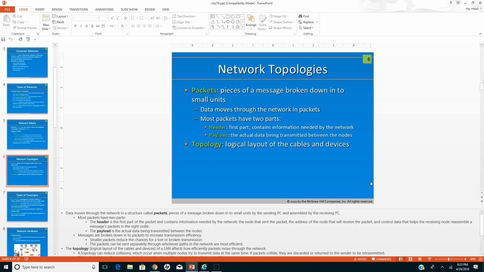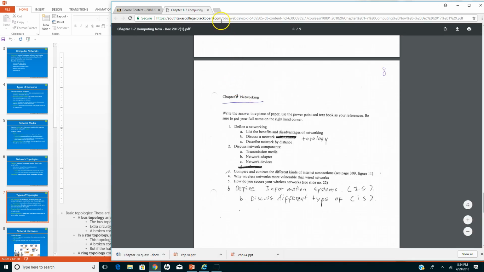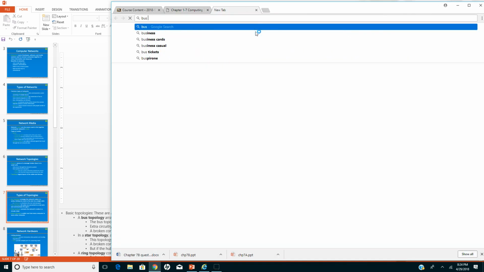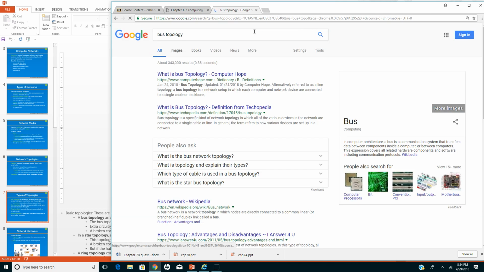Topology is the logical layout of the cables and the devices. And in networking, there are several network topologies. The first one is called bus topology. In a bus topology, we arrange the network nodes in a series, linking one node to the next via a single cable. Let me give you an example of a bus topology.